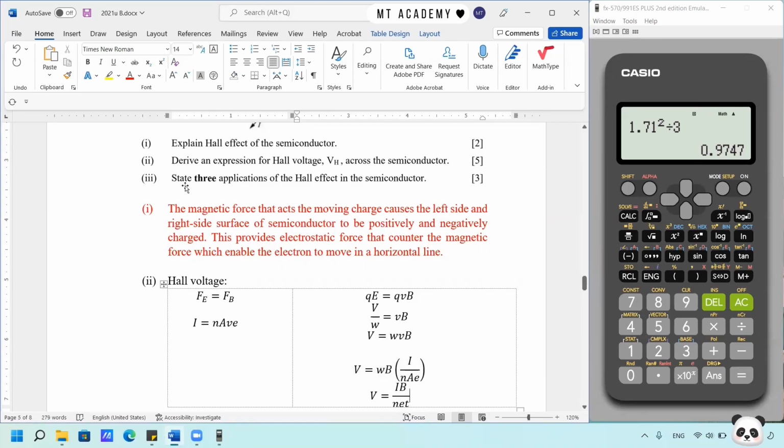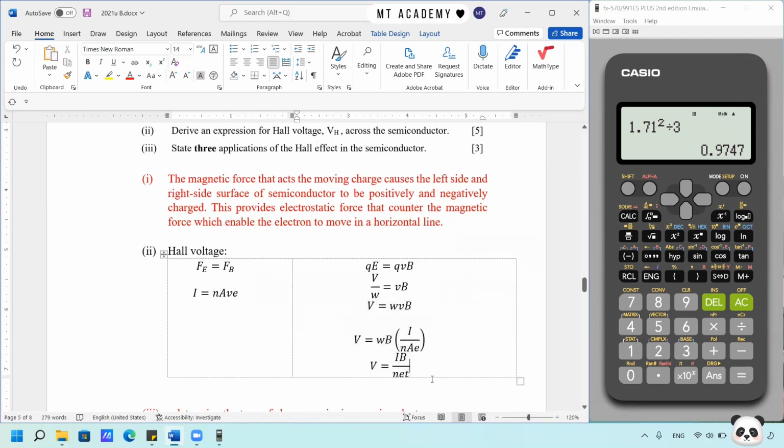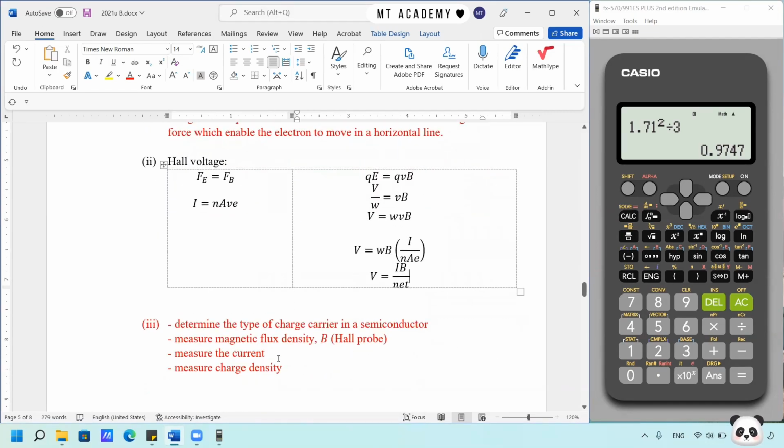Okay, and then number 3, state 3 applications. So you can refer to the formula and state the function. Okay, so first of all, we can obtain the type of charge carrier. Okay, this is what we have mentioned in the video or in the textbook. Second, okay, based on the formula, we can measure the magnetic flux density. Okay, and one of the instruments mentioned is the Hall probe. And of course, you can measure the current, and also you can measure the charge density. So these are the applications of Hall voltage that you can write in the answer.